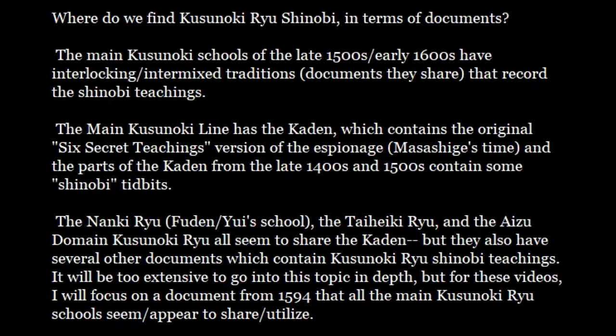And then other parts of the Kaden, which are added in the 1400s and 1500s, contain some of the Shinobi parts. You also have the Nanki Ryu, which is Kusunoki Fuden and Yui Shosetsu schools. So when you usually hear about Kusunoki Ryu Gungaku, that's Nanki Ryu. Right? If it's Kusunoki Fuden and Yui Shosetsu, that's Nanki Ryu.